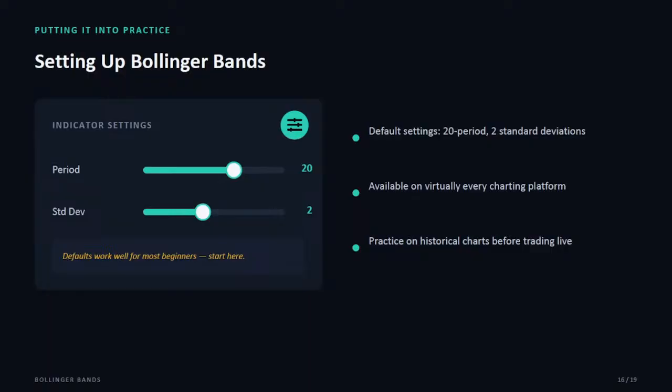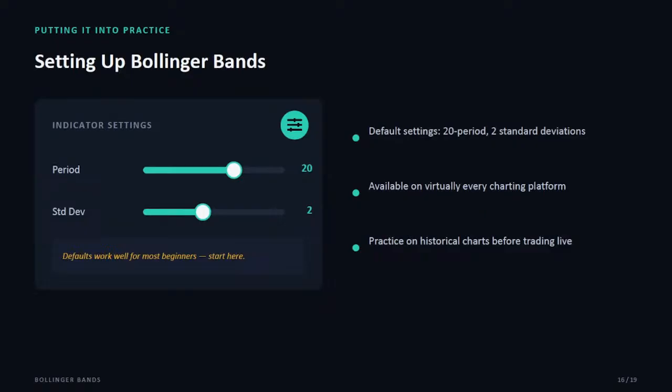Nearly every charting platform out there, whether that's TradingView, your broker's own app, or something else entirely, has Bollinger Bands built in as a standard indicator you can add with just a couple of clicks. The default settings are a 20-period moving average with 2 standard deviations, and honestly, that default works reasonably well for most beginners across most timeframes. I'd recommend starting there rather than tinkering with the numbers right away.